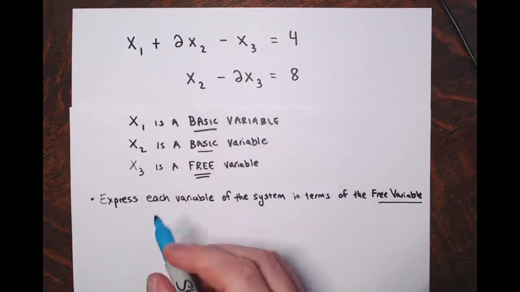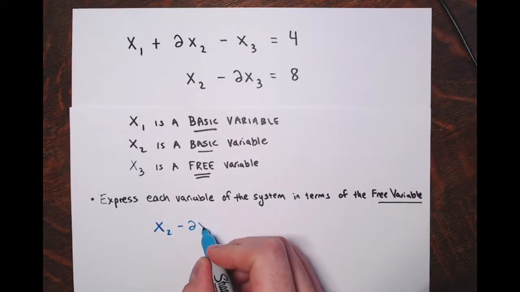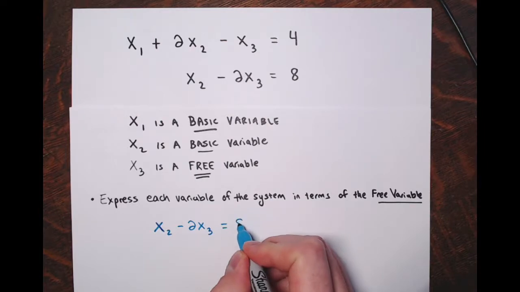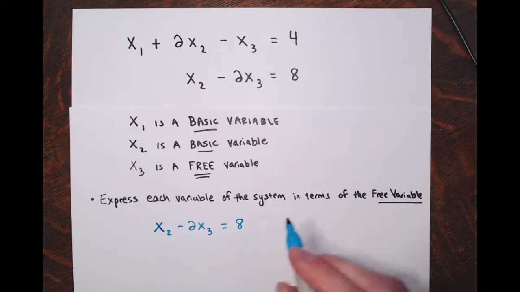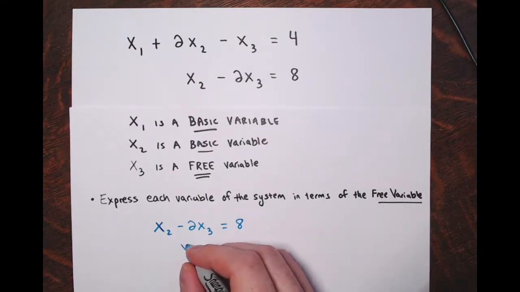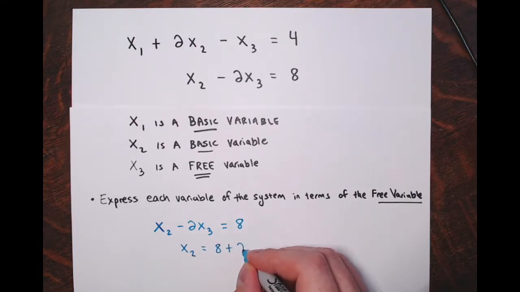What I do is I take the bottom equation, x2 minus 2x3 equals 8. This is a basic variable, right? This is the free variable, x3. So I'm going to solve for the basic variables. So you see that x2 would be 8 plus 2x3.